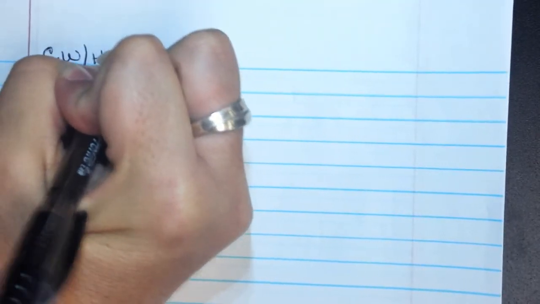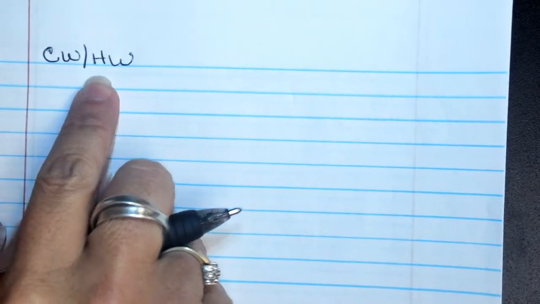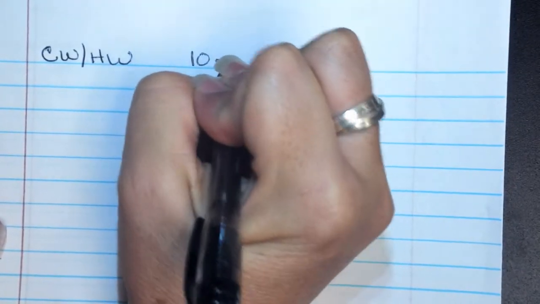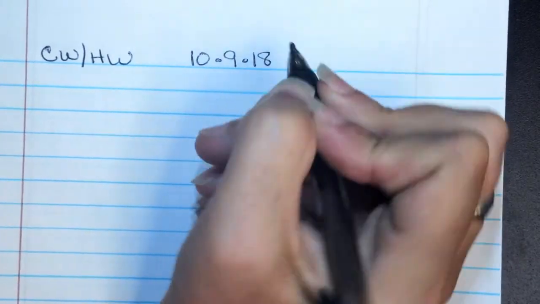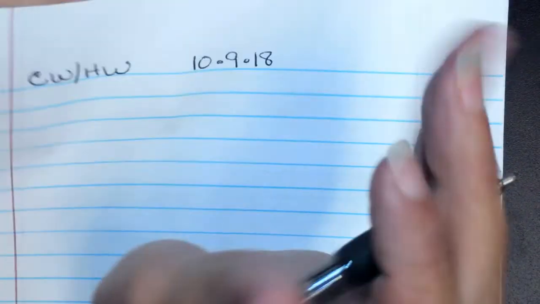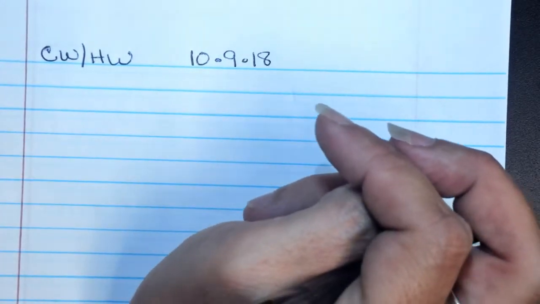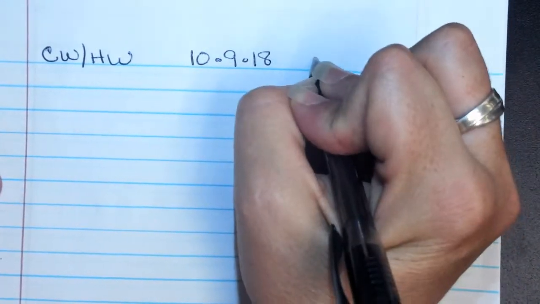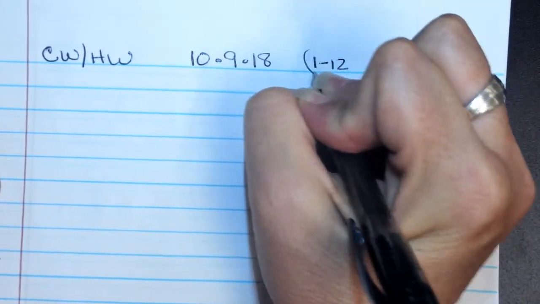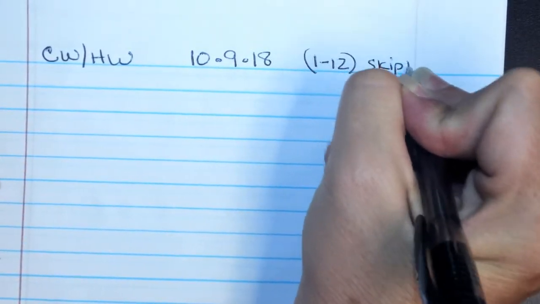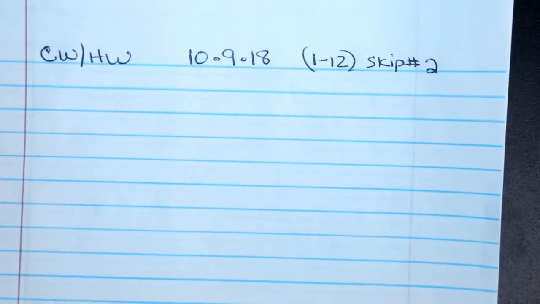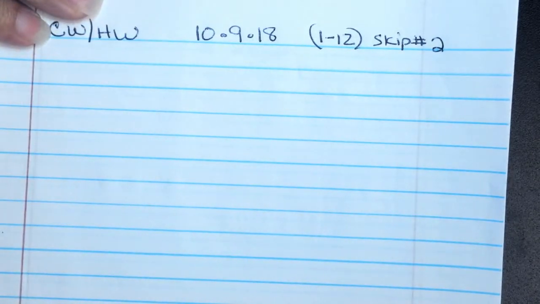Something else I do almost every time we do an assignment, I label it. Because that is the tab it should be behind. I put a date. Because if you'll notice, it matches the date on the worksheet. 10-9, 10-9. That way my work matches my worksheet. And if you're just dying to write it, it's 1 through 12, skip 2. But you don't have to write it.